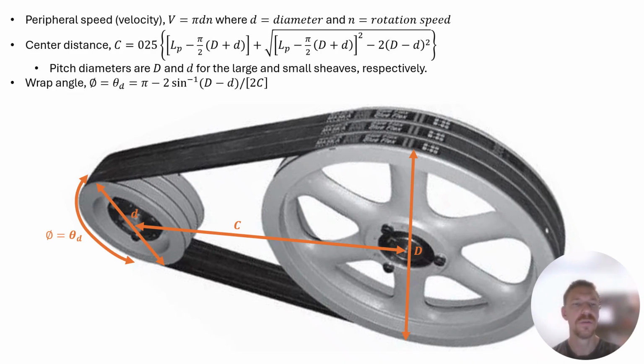Peripheral speed, velocity V equals pi d n, and we have to be consistent. If we use the diameter for the small sheave, we also have to use the rotation speed for the small sheave. Then center distance is calculated using an equation derived from the Pythagorean theorem and other geometric constants. And then the wrap angle, phi, equals theta. In this case, we're looking at the wrap angle for the small sheave, and you have the equation for the small sheave using the inverse sine.